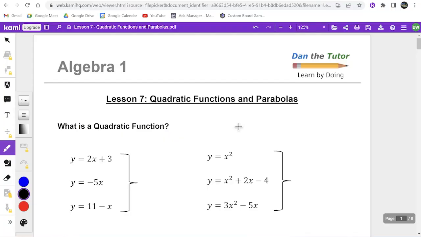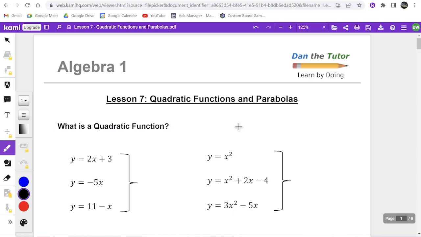In today's lesson we're going to be looking at quadratic functions and parabolas. So this is lesson 7 of 8 for the free summer courses. Only 2 more to go, this one and 1 more week, and then we'll be done. In today's video we're talking about quadratic functions.